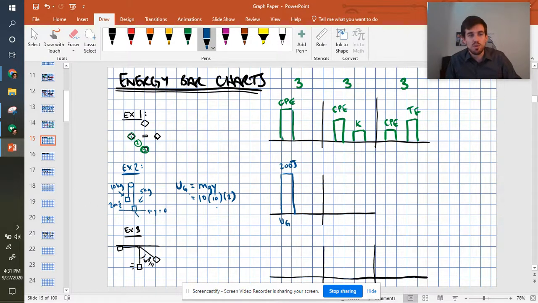This guy has no gravitational potential energy because he's on the ground. And we also have no kinetic energy because nobody's moved yet. So let's move on to later. Let's talk about what happens a little bit later on.